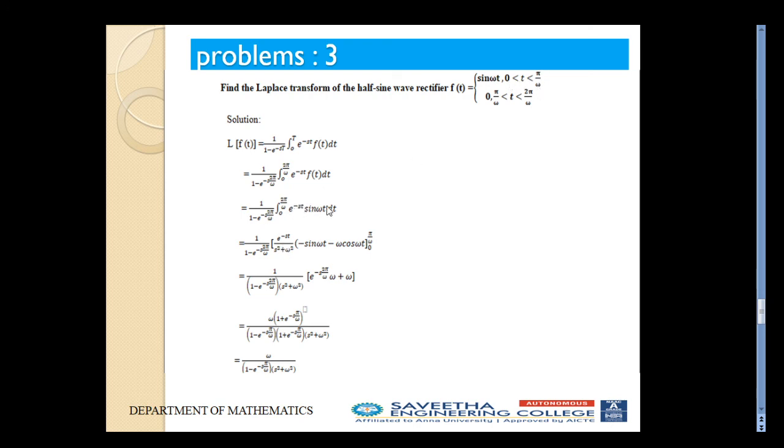So here we use the formula for the integral of e power minus ax sin bx dx. Applying that formula and taking the limit 0 to pi by omega, because sin omega t is valid for the 0 to pi by omega interval, substitute upper limit minus lower limit and simplify. Finally, cancelling 1 plus e power minus s into pi by omega from numerator and denominator, we get omega by 1 minus e power minus s into pi by omega, into s square plus omega square.